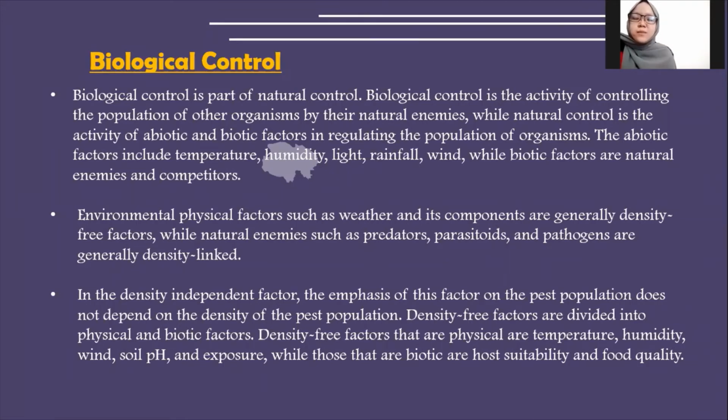Environmental physical factors such as weather and its components are generally density-free factors, while natural enemies such as predator, parasitoid, and pathogen are generally density-linked. In the density-independent factor, the emphasis of this factor on the pest population does not depend on the density of the pest population. Density-free factors are divided into physical and biotic factors. Density-free factors that are physical are temperature, humidity, wind, soil pH, and exposure, while those that are biotic are host suitability and food quality.